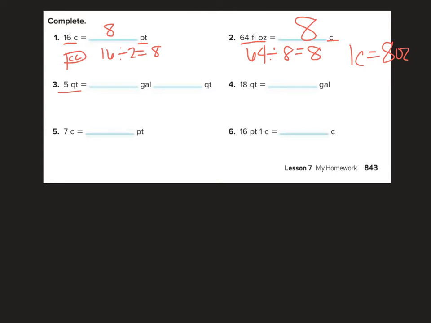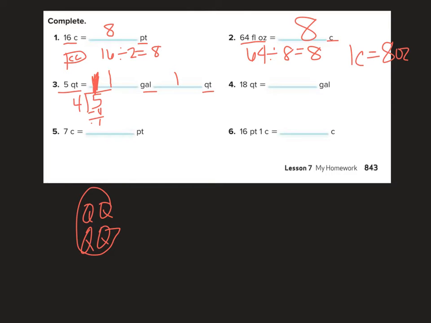Okay, so 5 quarts equals how many gallons and how many quarts? I know that 4 quarts equals 1 gallon. Okay, so if I have 5 quarts, I have 1 gallon and 1 quart is left over. I would also be doing 5 divided by 4. I have 1 quart with 1 left over. 1 gallon, and then there's 1 quart left over.